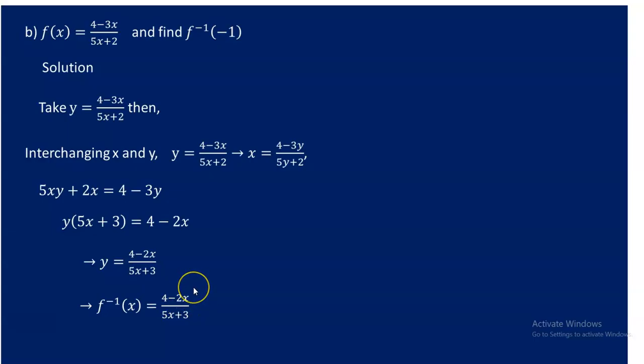I mean 6. 4 plus 2 comes, which is 6. And here when you put minus 1, 5 times minus 1 plus 3 makes minus 2. And 6 divided by minus 2 makes minus 3. Here it is, you see? So we have this minus 3 as the output. I hope you have understood very well.